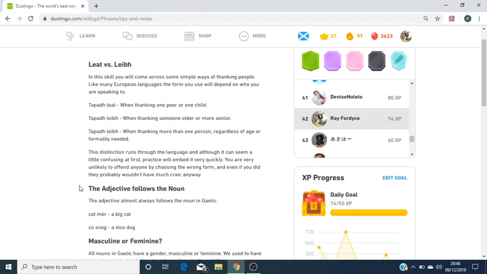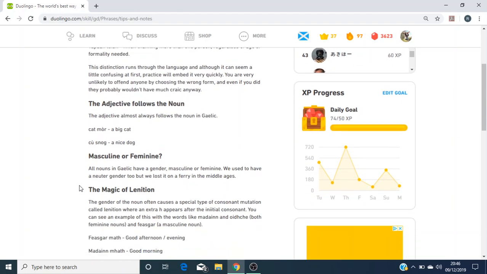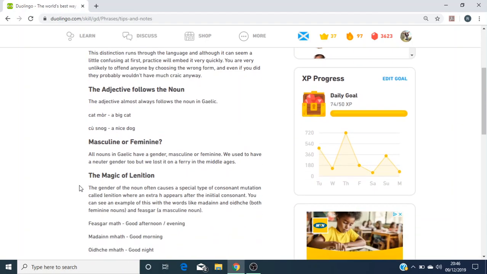But anyway, not important because we're learning Gaelic here, not English. So the adjective follows the noun. The adjective almost always follows the noun in Gaelic. So there, cat mor is a big cat, and cúsnoch is a nice dog.